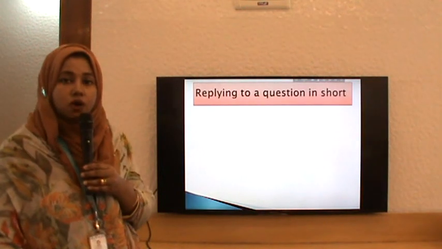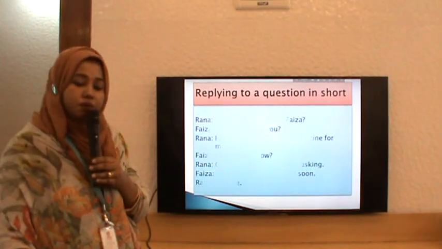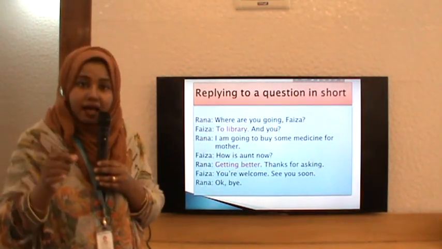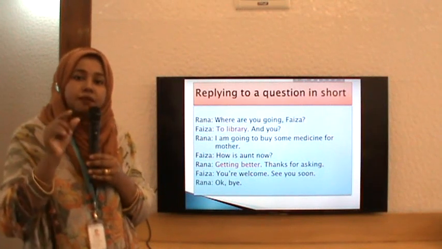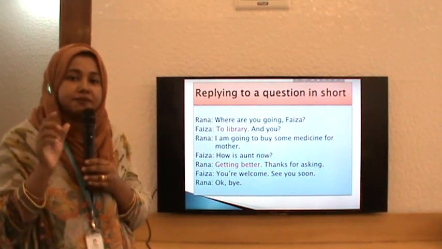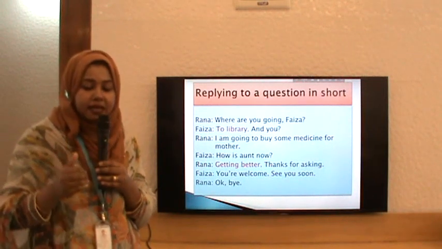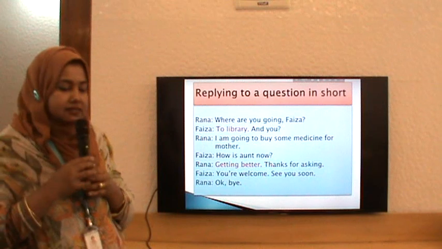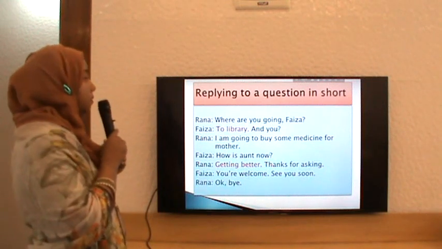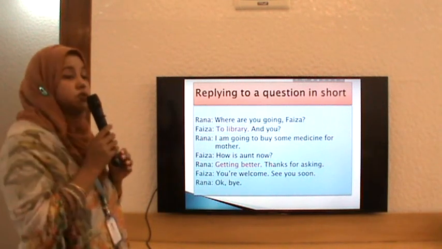Replying to a question in short. We have learned that with one word we can ask. In the same way, with few words, with simple phrases, we can give detailed information. So a reply can be done in short. Let us see the example. Rana said, "Where are you going, Faiza?" And Faiza replied, "To library."